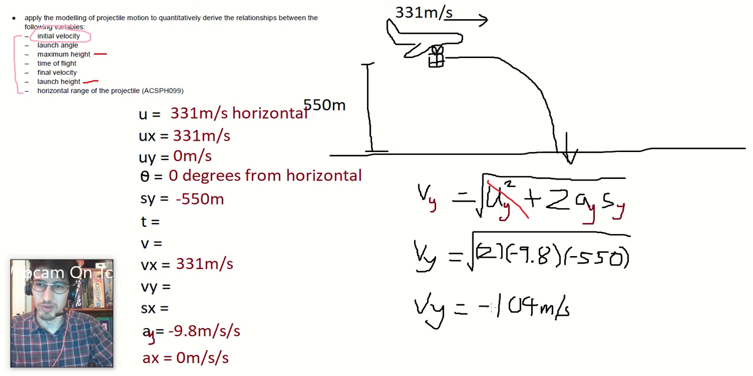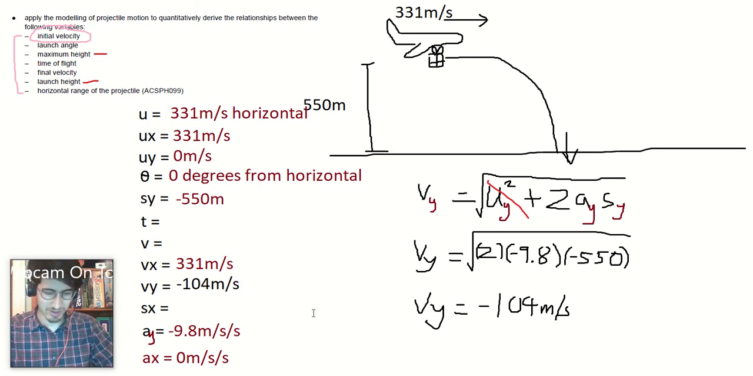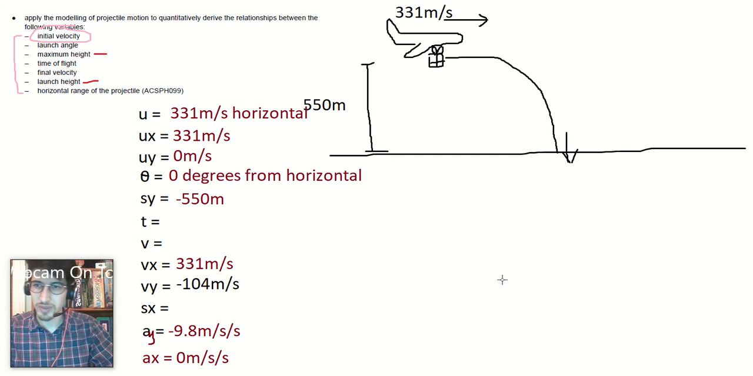This is one example of where you have to use your knowledge of physics and the way the world is working in order to get the correct answer. So back to typing, vy over here, negative 104 meters per second. Okay, one thing down. Let's do the next thing. Let's try and calculate time. So can delete all of this.